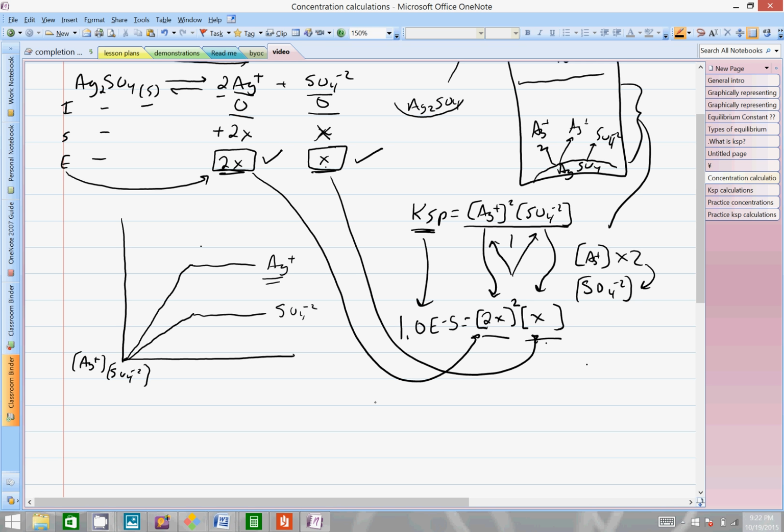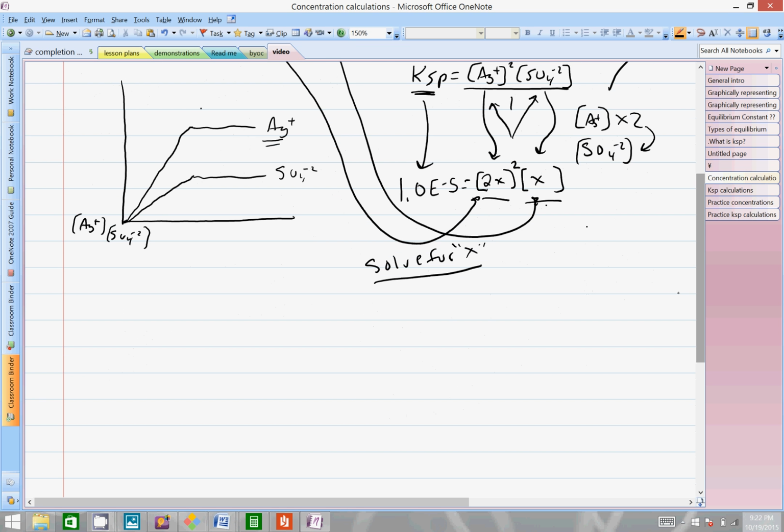At this point, we simply solve for x. This process might seem a little complicated, but you do it 2 or 3 times and you realize that it's always the same. This process can go over and over and over again and never change. Different numbers, but it's always the same.